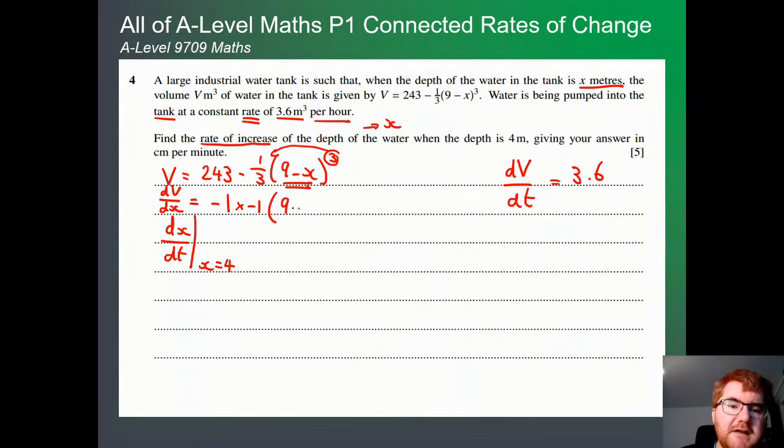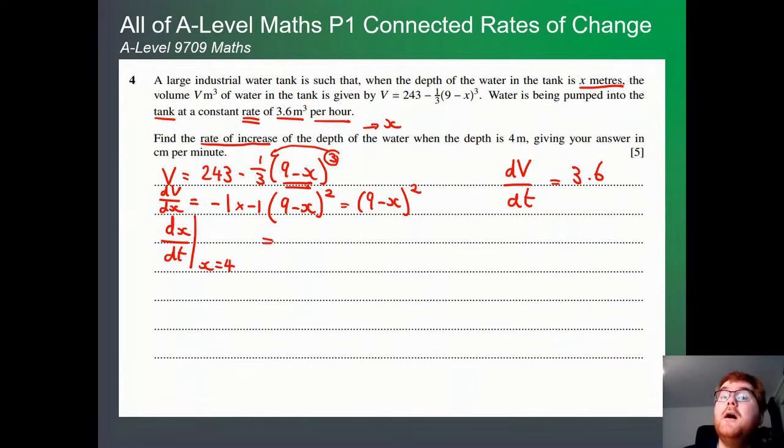And then we take the bracket and reduce the power by 1, so down to squared. So we actually get a positive 9 minus x squared. Biggest mistake students make is they forget to differentiate the bracket as well. That's important. Now we want to work out dx by dt at x equals 4.